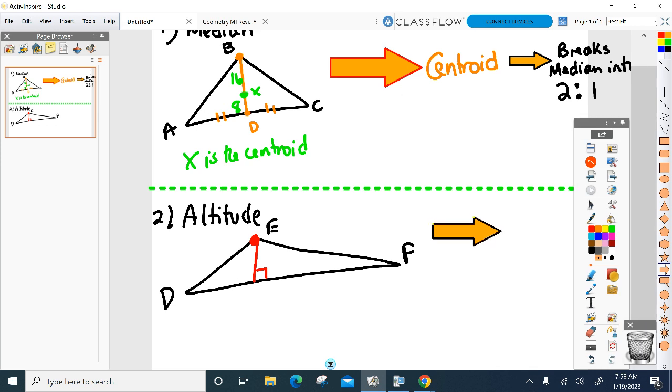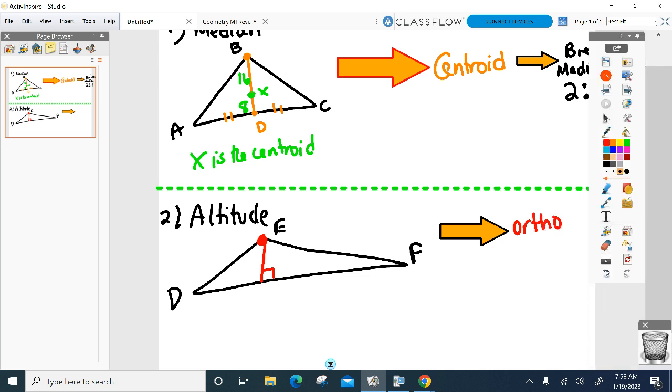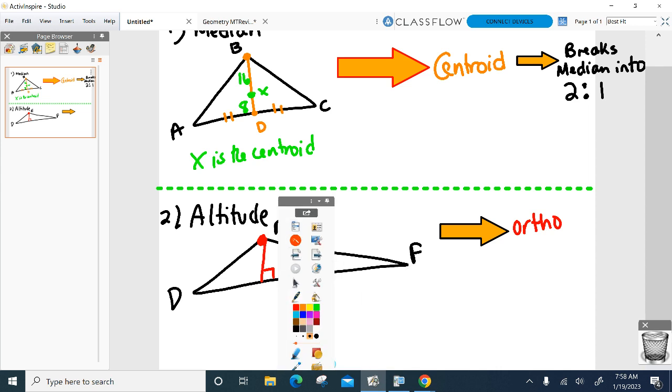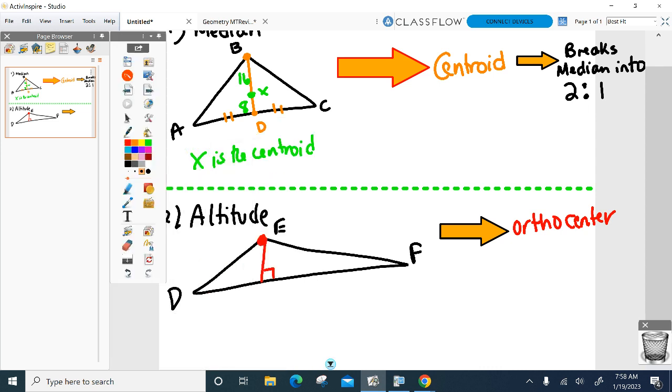There's 3 altitudes in every triangle, and they all intersect at the orthocenter. Yep. And there's no special fact about the orthocenter. I would just know the 3 altitudes, know what an orthocenter is. Intersects at the altitudes. All good? All right, next one.